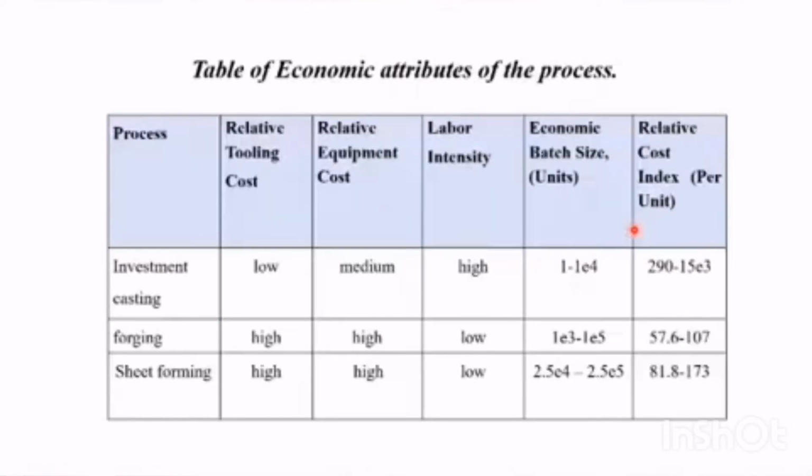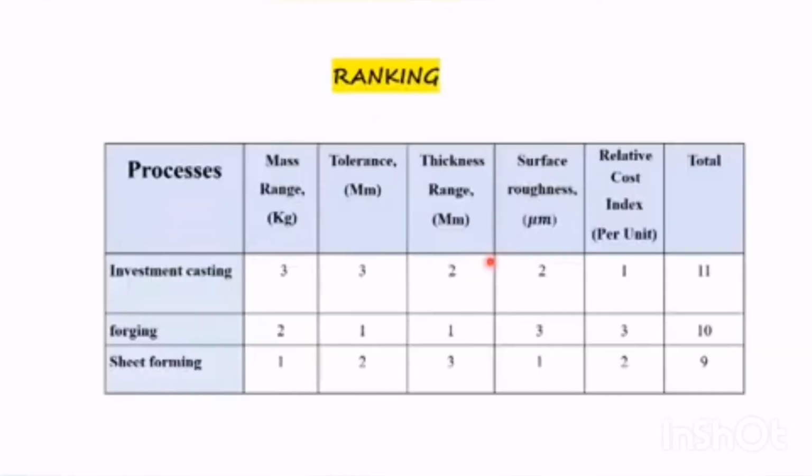And for double confirmation, we do the economic attributes of the process. The information in this table we also got from the CES software. In conclusion, due to the highest ranking in the ranking process, we conclude that the investment casting process is the best process for the titanium alloy.